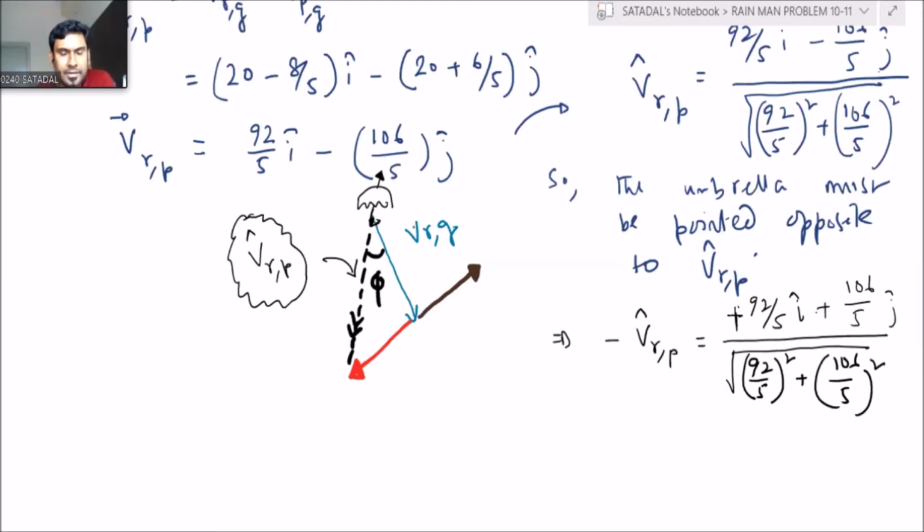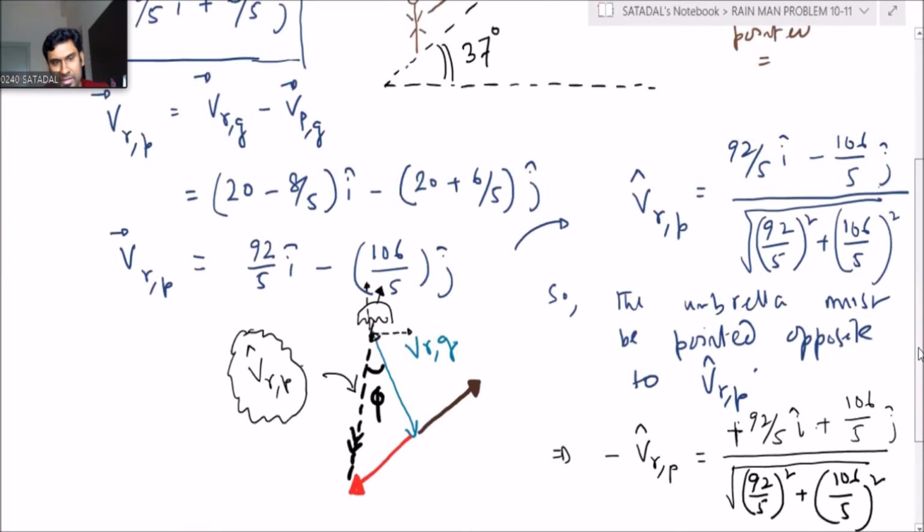Snehita, tell me. Sir, may I know how did you take plus 106 by 5 j cap? Because you see this direction is opposite to this direction, so if you take the component, x is coming to be positive, y is also coming to be positive. Is that okay now? Okay, sir.